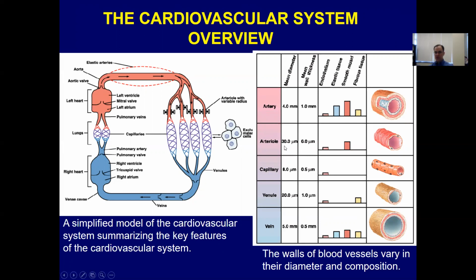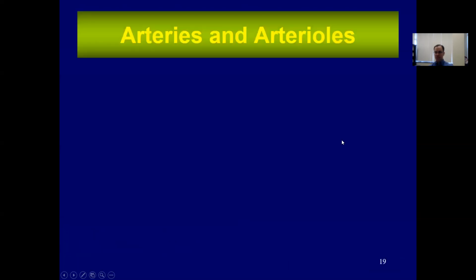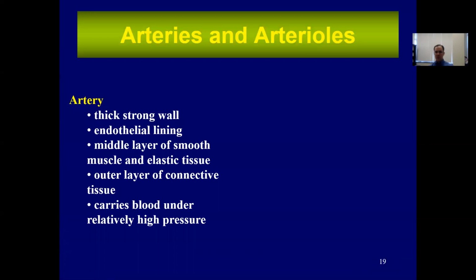The thinner layers, the arterioles, capillaries, and venules, tend to lack some of the elastic tissue that makes up the arteries and the veins themselves. But this just gives you, again, what kind of tissue you'll find in each of the blood vessels. Again, just some of the characteristics of the arteries.